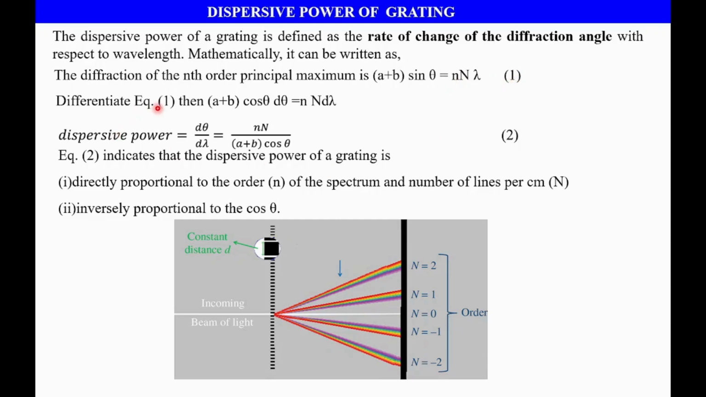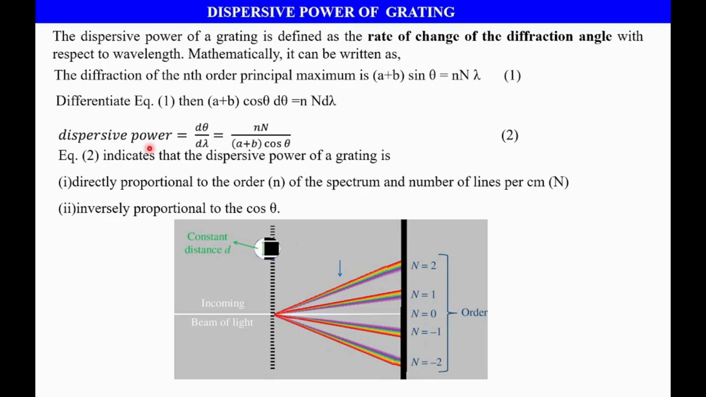Now this equation number 1 can be differentiated. We get (a plus b) into the derivative of sin theta, which becomes cos theta, into d theta, is equal to n into capital N into d lambda. As per the definition, we need the rate of change of diffraction angle with respect to the wavelength. This gives the dispersive power. So d theta by d lambda is equal to n into N divided by (a plus b) into cos theta. This is equation number 2, which gives the dispersive power of the grating.